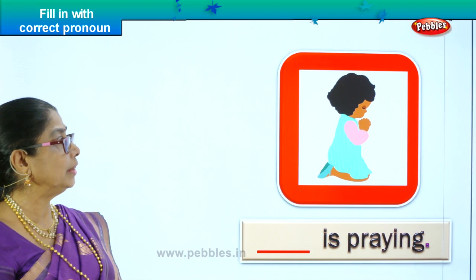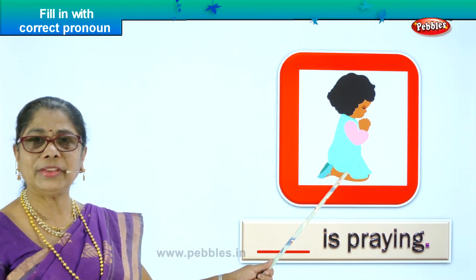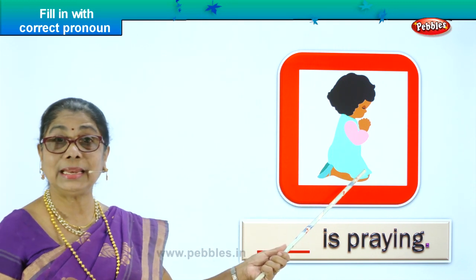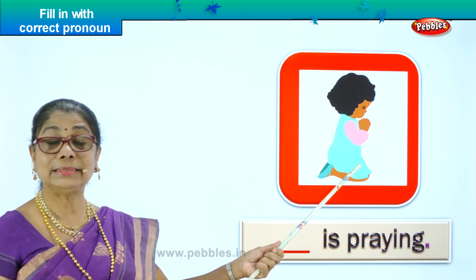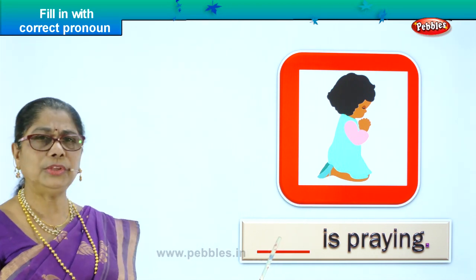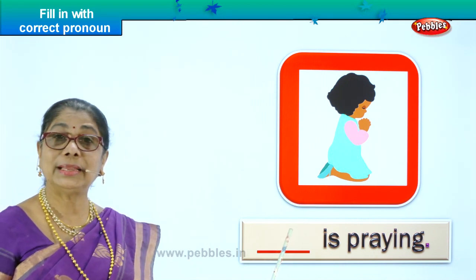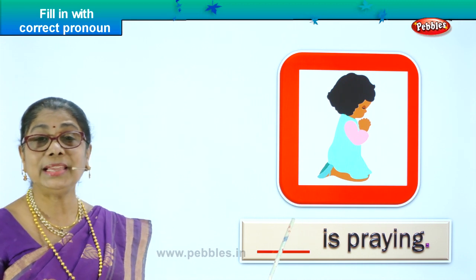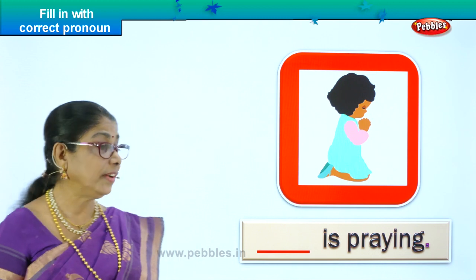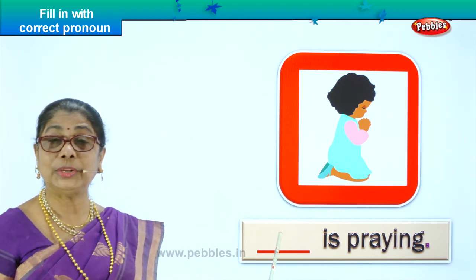See what we have here. Somebody is praying very hard. Is it a little girl or boy? Certainly, it's a little girl. Now, what shall we use here? What pronoun? Is it it, she, he? It is a little girl, so we say she. Very good. So we fill in with she.